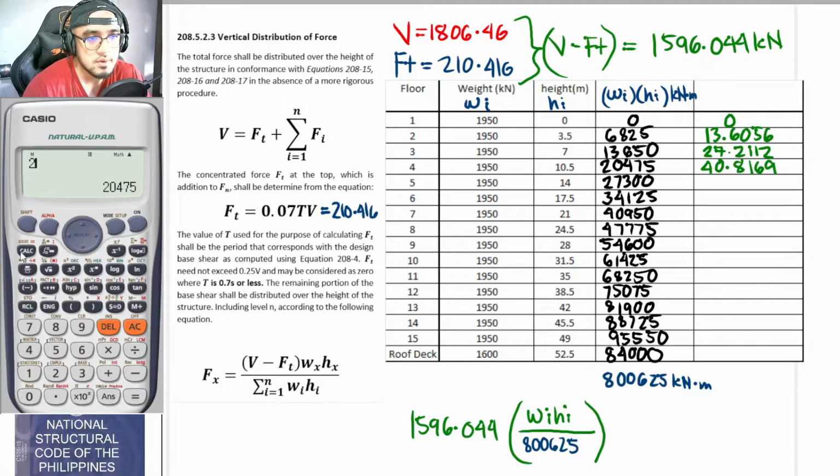So calc 27300, and our answer here would be 54.4225 kilonewtons. Then I would be solving for the next one. So this is now equal to 34125. So this is now equal to 68.0281. On to the next. So calc 4095. And so on.